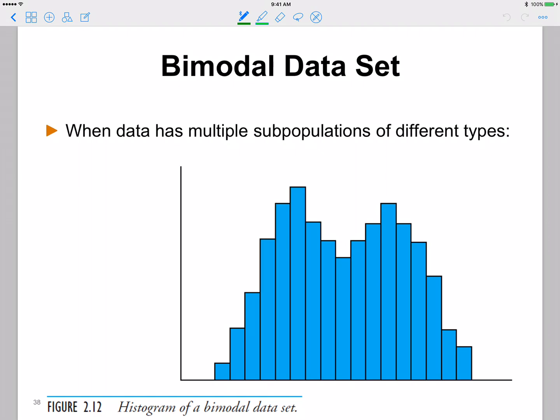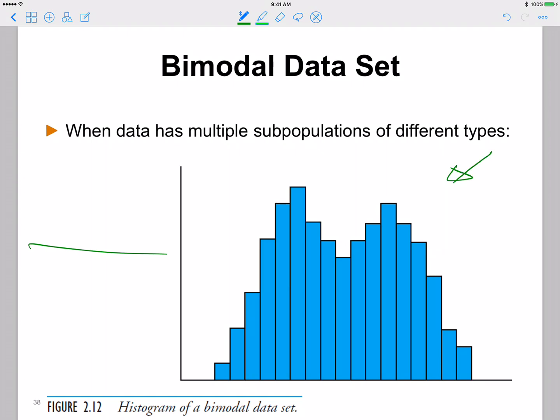So what was the mode? Mode was the data value that has the highest frequency, that appeared most frequently. That was the definition of the mode. So in the histogram, what is the mode?